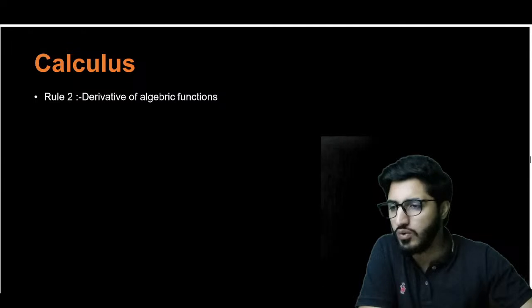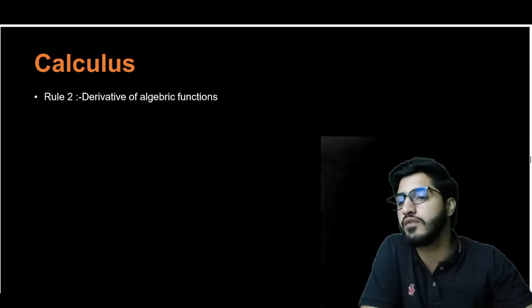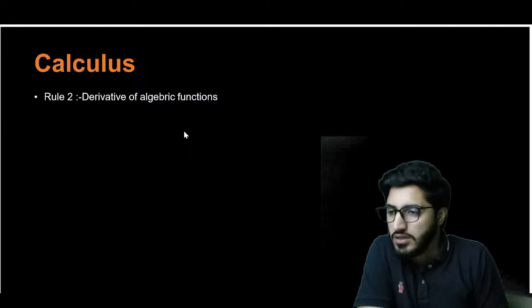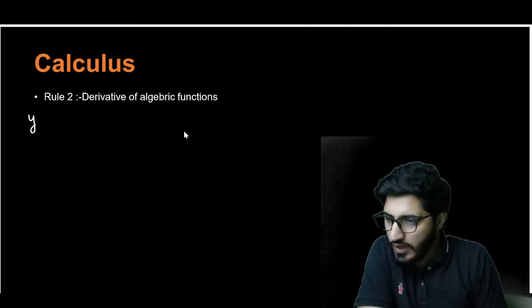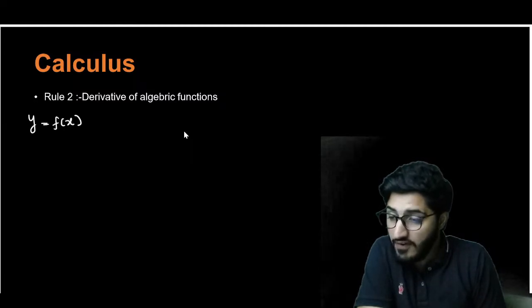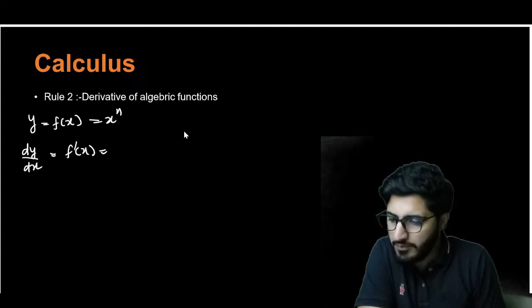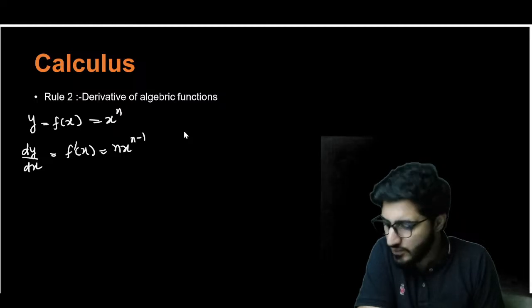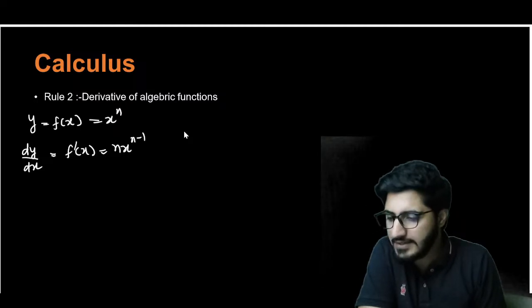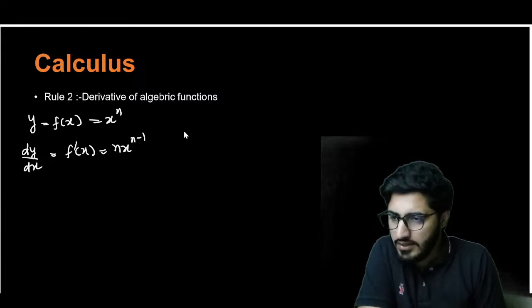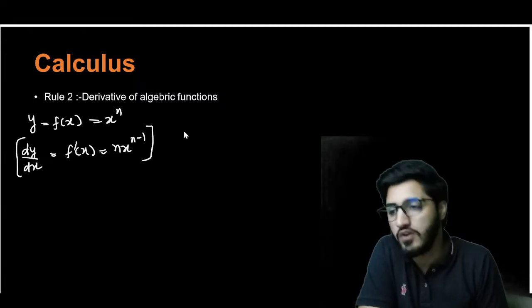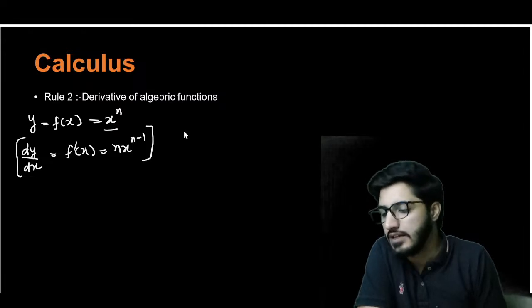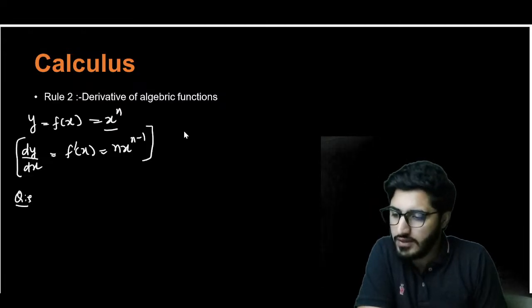Perfect. Now the second rule, the derivative of algebraic functions. Let us suppose y equals f of x, and it equals x to the power n. What would be the differentiation of it? dy by dx, which is f dash of x, will become n x to the power n minus 1. This is the formula we have to follow if we have something like x to the power n.